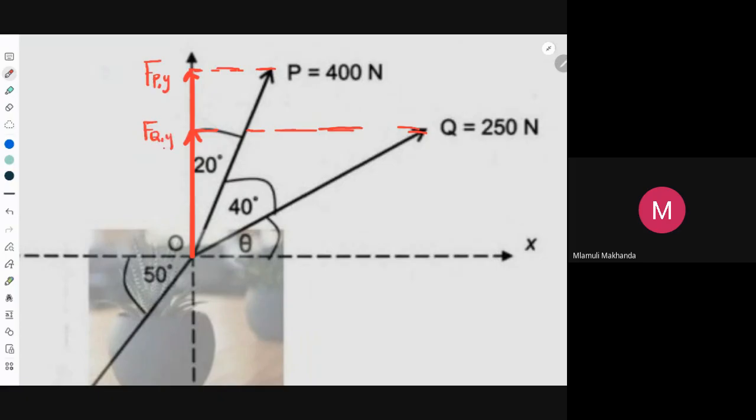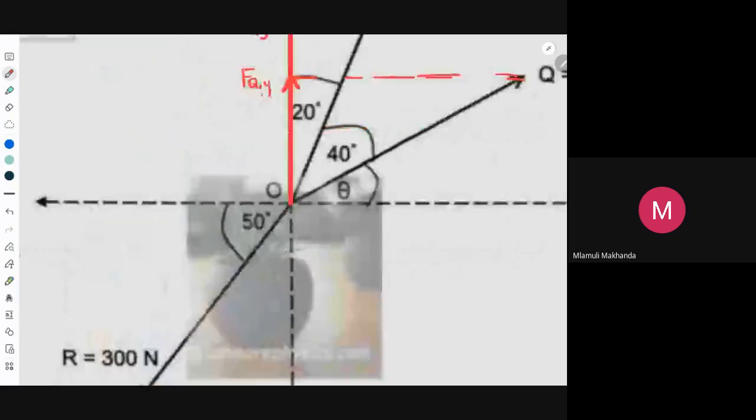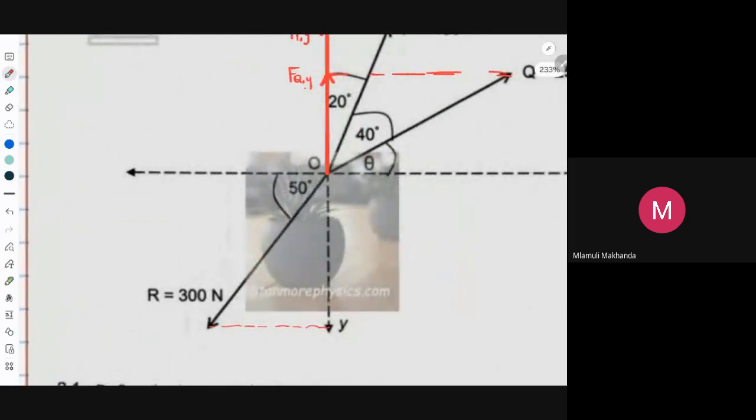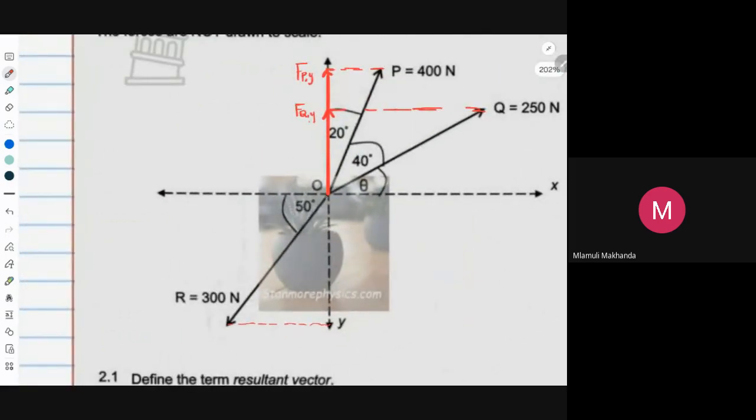All right, so we have these components. Let's go to R. You just draw a line to your Y component, to your Y axis. And from there, you draw a line from the tail of that vector until you reach that construction line that you drew. Then that would be your Y component, right? So this is FRY.